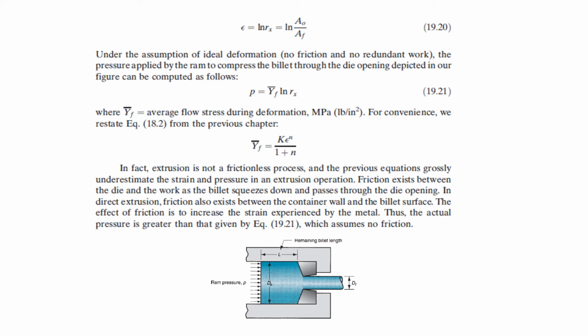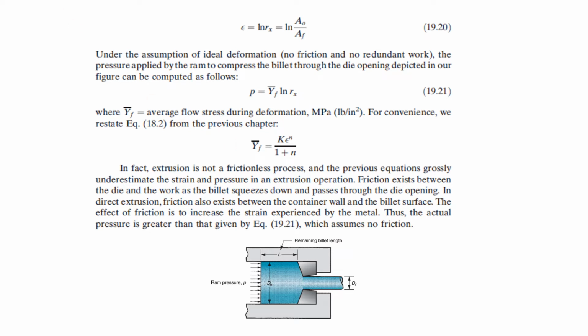So for the strain, it is calculated like the previous one also. So epsilon equal to ln Rx, where it is ln A naught over AF. We can also calculate the pressure in the process, for the ram. So this one is calculated by average flow stress times the ln Rx. Okay, so then you will get the pressure. Again, the average flow stress is calculated by using this equation.